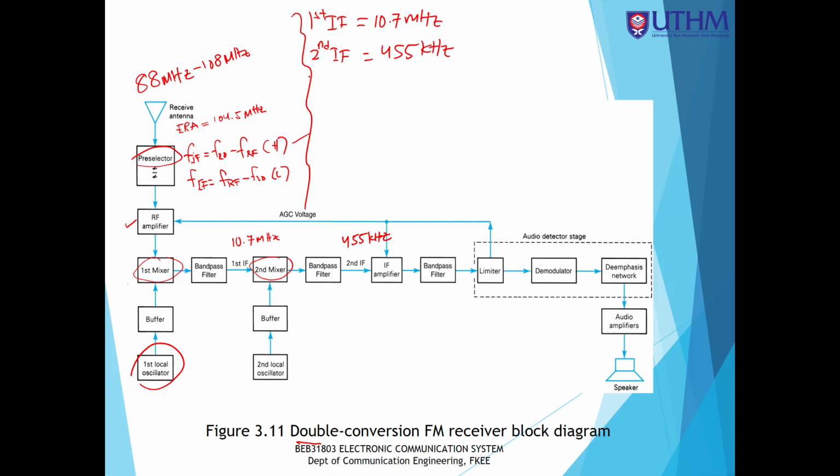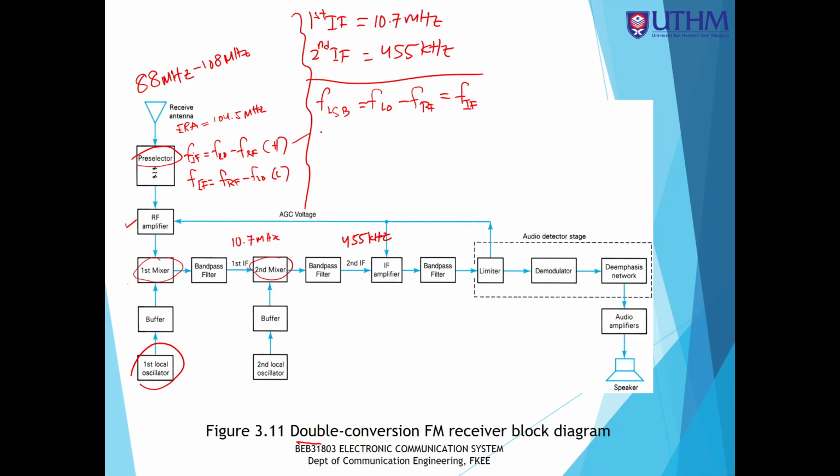Okay. So now we want to find what happens if it is put inside the mixer. The mixer will produce FLSB and also FUSB. FLSB is equal to FLO minus FRF, which is equal to FIF.